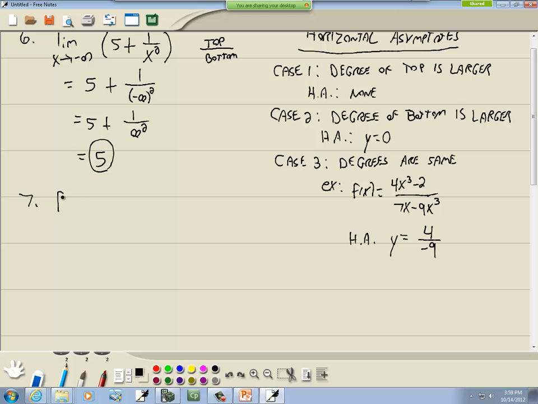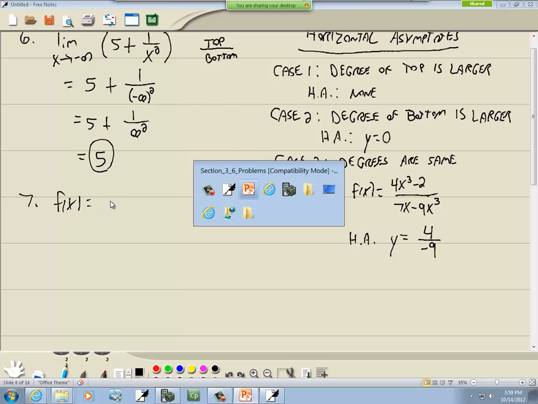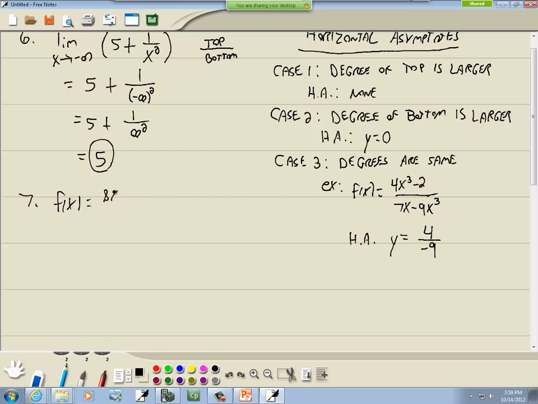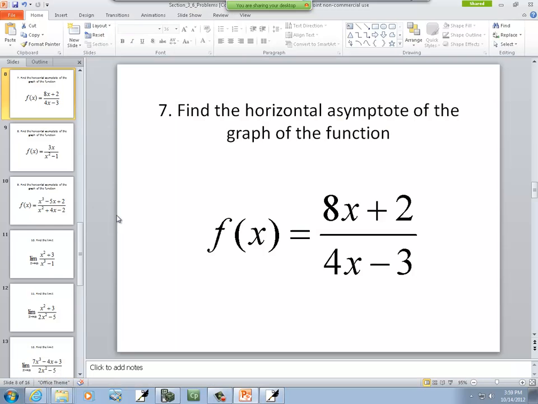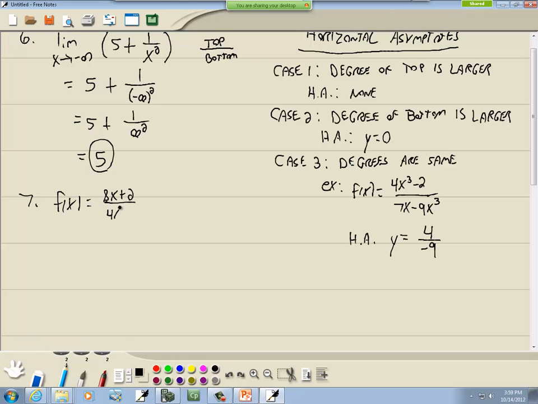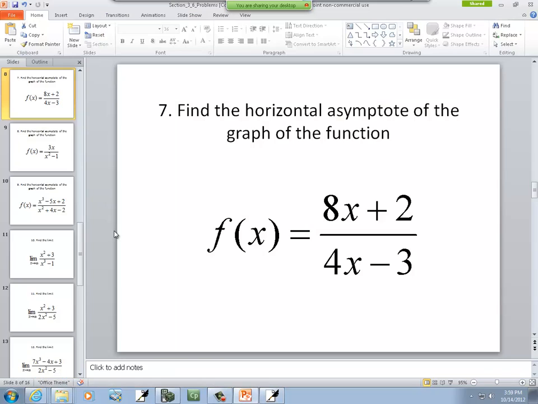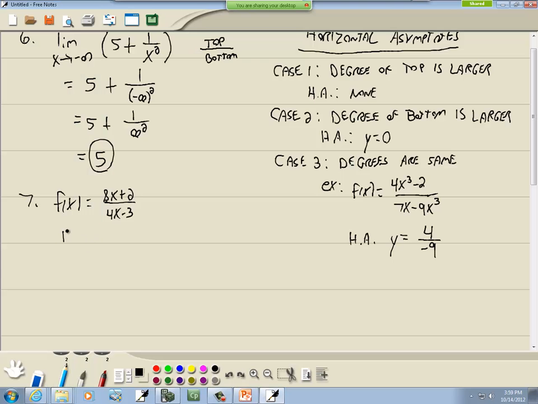Got f of x is equal to 8x plus 2 over 4x minus 3. Instructions say find the horizontal asymptote. Well, the degree of the top is 1, degree of the bottom is 1. So it's case 3. Degrees are the same. Well, we're going to create a fraction. Take the number off the front of the x to the largest power. So we'll have 8 over 4, or y is equal to 2.